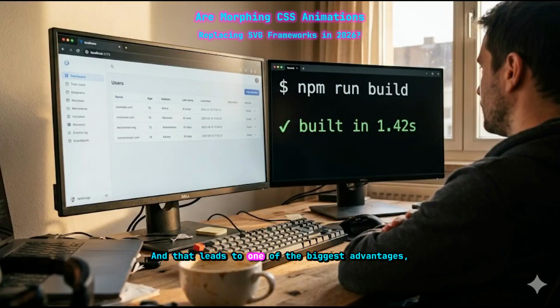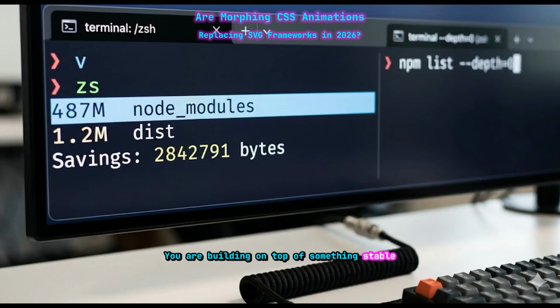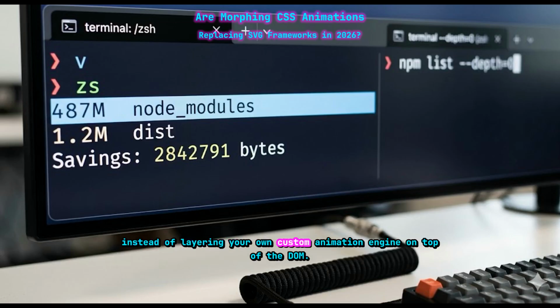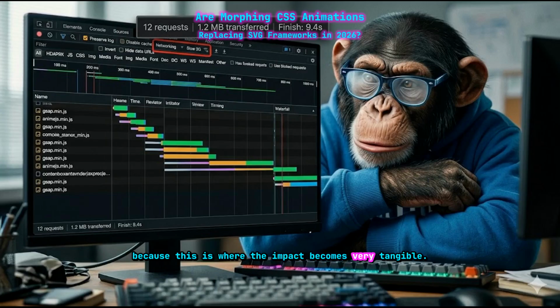And that leads to one of the biggest advantages, which is predictability. When you rely on native systems, you get consistent behavior across environments. The browser vendors have already optimized these pathways. They have already tested them at scale. You are building on top of something stable instead of layering your own custom animation engine on top of the DOM. Now let's talk about bundle size, because this is where the impact becomes very tangible.